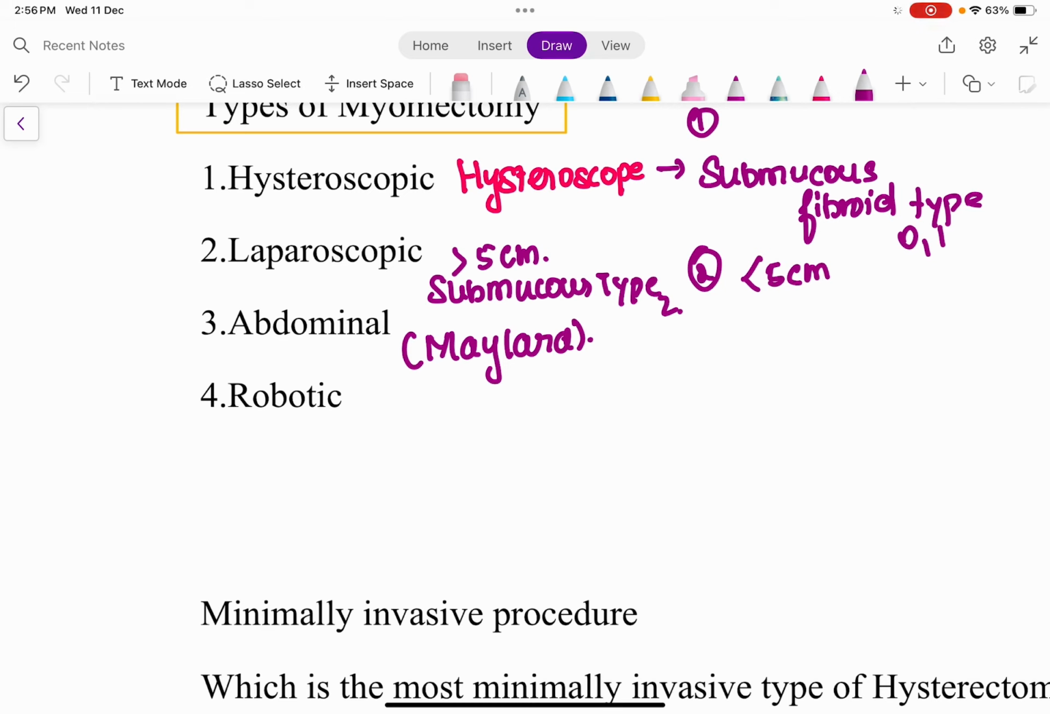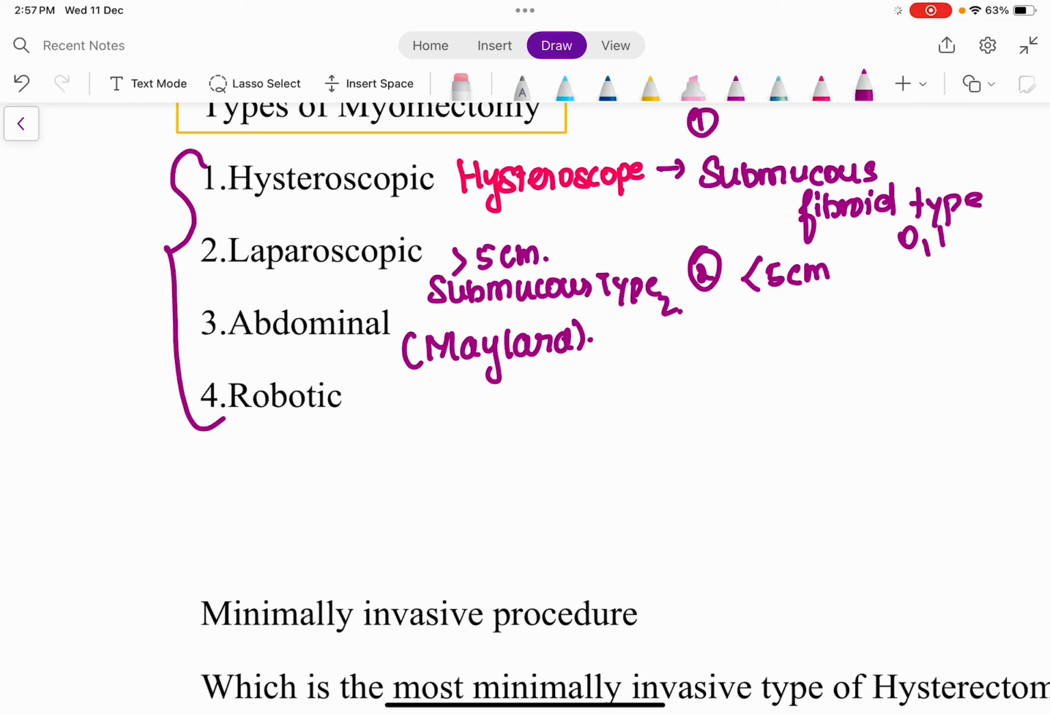Once you extend the incision into the capsule of the fibroid, the fibroid has to be removed. Is that clear? Yes. So this is the abdominal myomectomy, and the fourth one is robotic myomectomy, where through the robotic route the fibroid is actually removed from the uterus.